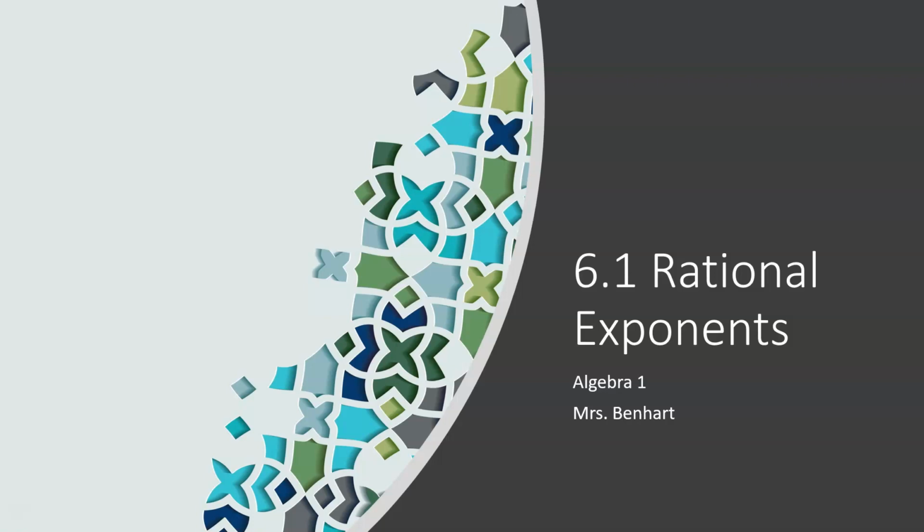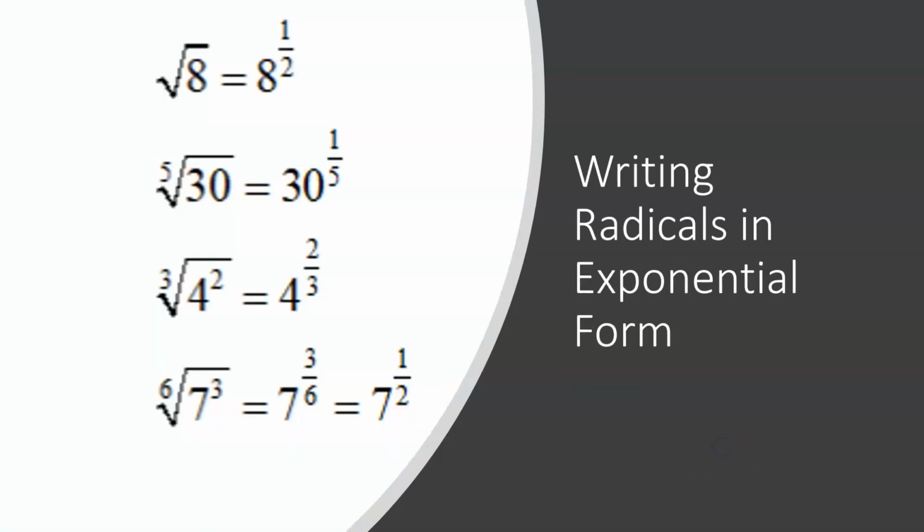Okay, today we're going to talk about rational exponents. This is section 6.1. All right, the first section is we're going to write radicals in exponential form. So it shows you what rational exponents are. So the square root of 8 can be written as 8 to the 1/2 power.